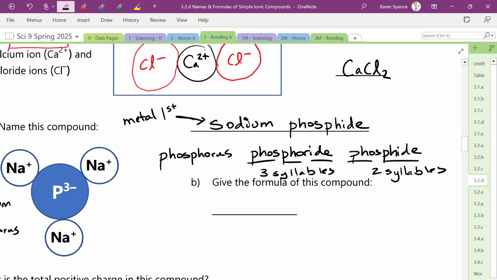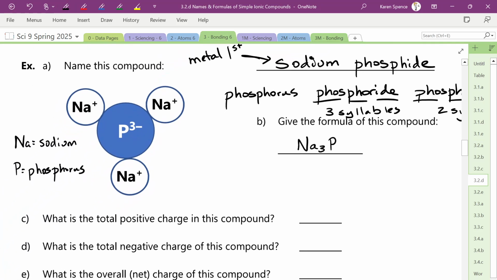What is the formula of this compound? Na3P. The metal comes first, the nonmetal comes second. We have 3 sodiums and phosphorus. What is the total positive charge in this compound?